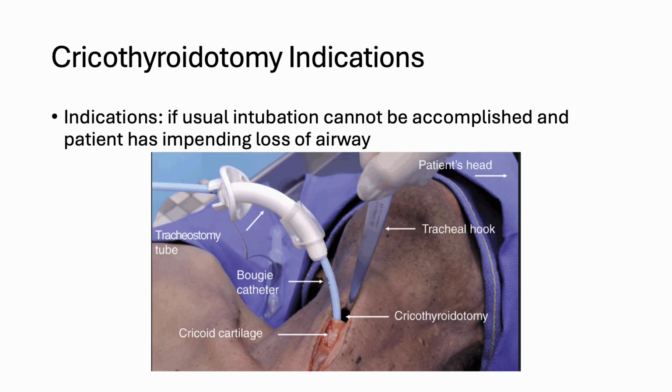A cricothyroidotomy is indicated when standard intubation is impossible and the patient is losing their airway. Common scenarios include severe facial trauma, massive bleeding, or airway obstruction from edema. On the ABSITE, they love to test who gets this. It's your can't intubate, can't oxygenate scenario. It's quick, life-saving, and appropriate in adults, but avoid in children under 12, where a tracheostomy is safer.